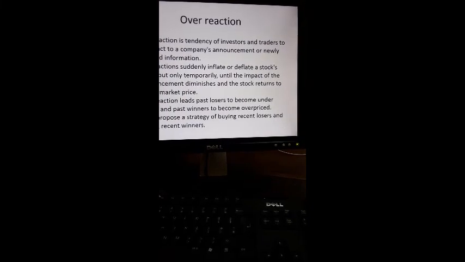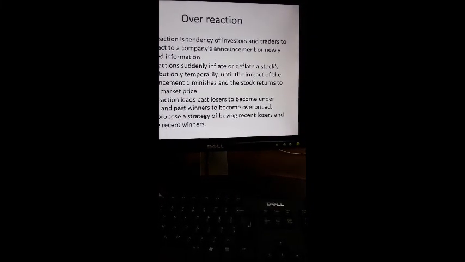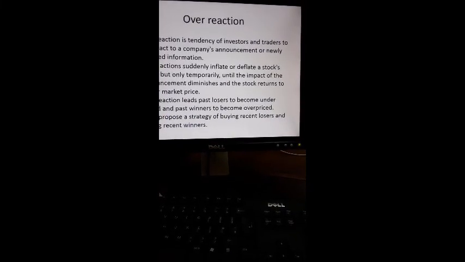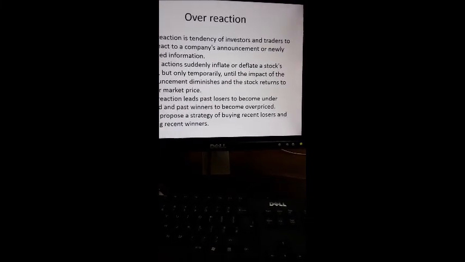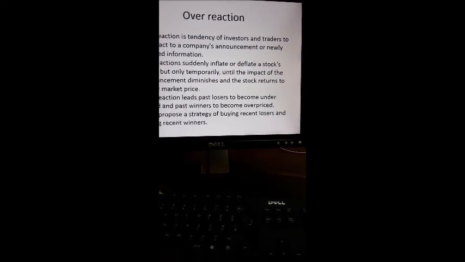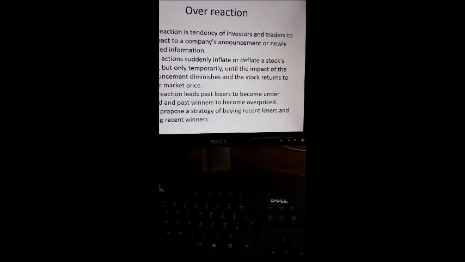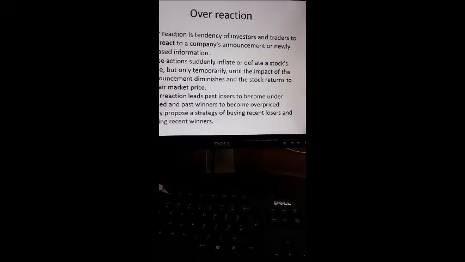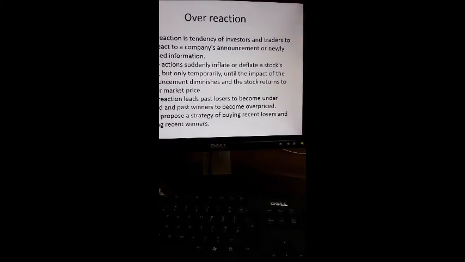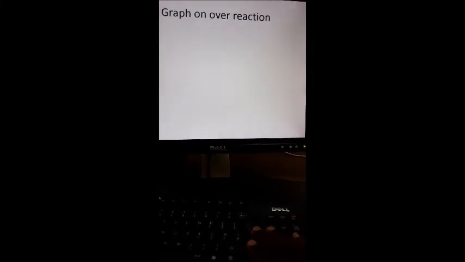So contrary, they believe that if there is newly released information, current investors will overreact. That overreaction will result in either inflation or deflation of the share price. So they buy, expecting that after the impact of the information diminishes, the price will go back to the correct price. So they'll be in a position to make a profit on that.